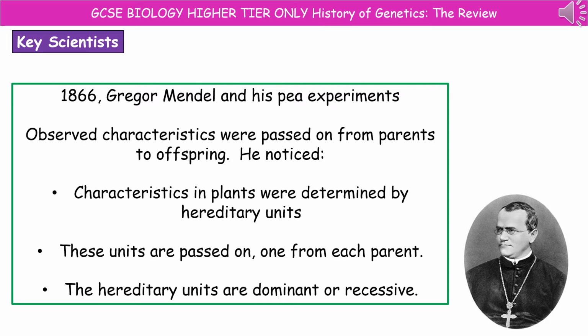Another thing we need to know for the higher GCSE biology are the history of genetic scientists. So the first one, Gregor Mendel, actually carried out experiments with peas back in 1866. He observed characteristics were passed on from parents to offspring. So he noticed that characteristics in plants were determined by what he called hereditary units, and those units were passed on, one from each parent. And the hereditary units are either dominant or recessive.